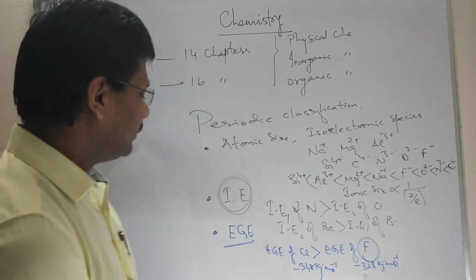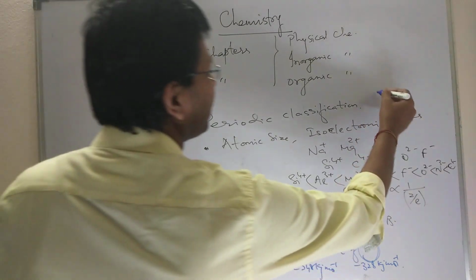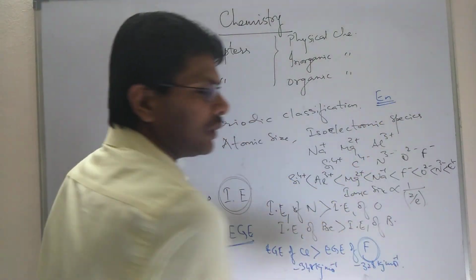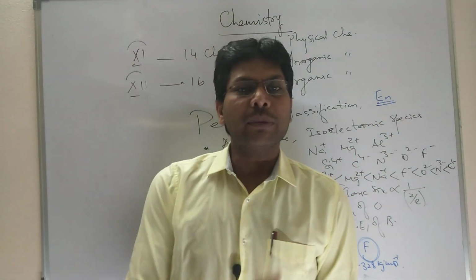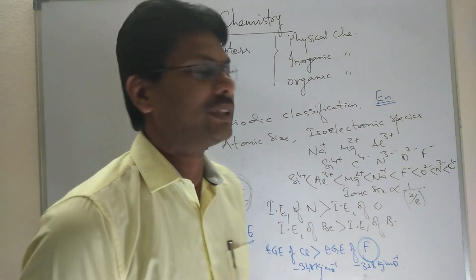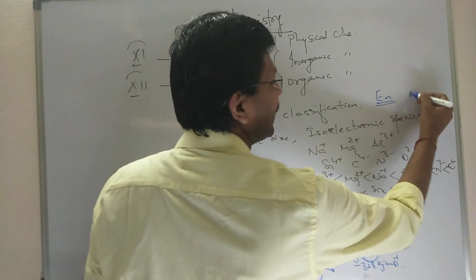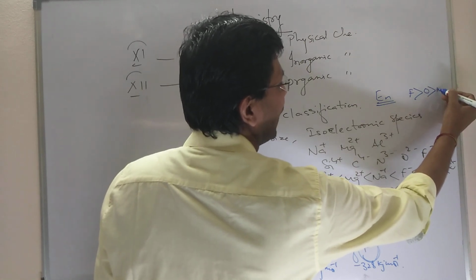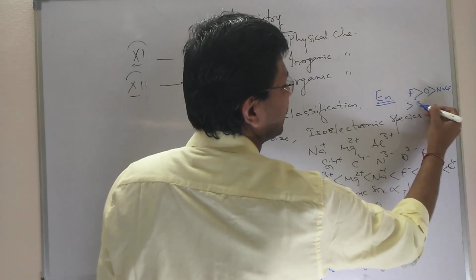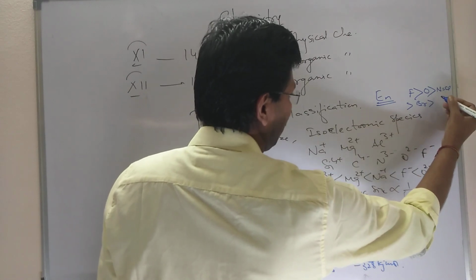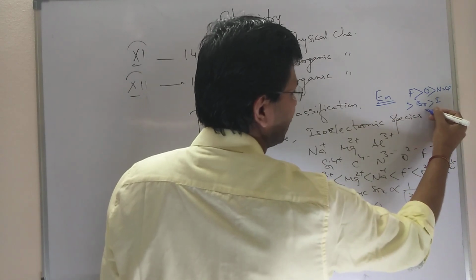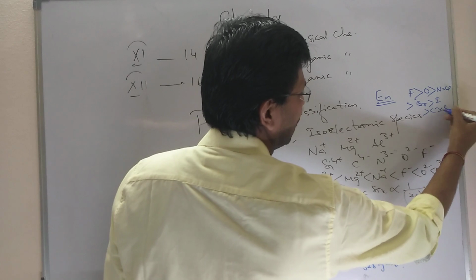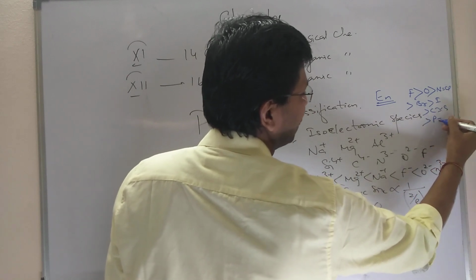And last but not least, you have to keep in mind electronegativity. Electronegativity is the ability of an atom to pull the shared pair of electrons towards itself in a covalent molecule. Fluorine has the maximum electronegativity, then oxygen, then nitrogen and chlorine, then bromine, then iodine, and then carbon and sulfur are almost the same, and then phosphorus and hydrogen are almost the same.